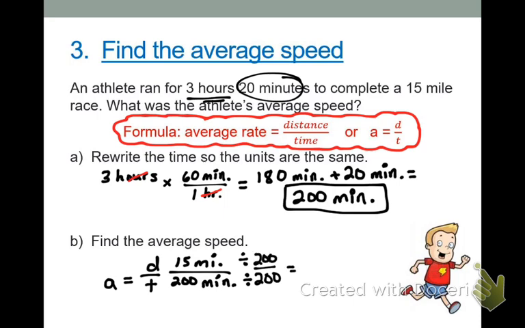Put that in your calculator and see what you get out. Now don't forget, you've got to put the units attached to it. All right, so tell me what it would be as a unit rate, guys. 0.075 miles. Okay, thank you for reading it. 0.075 miles per minute. Okay, and that is what his average speed is.